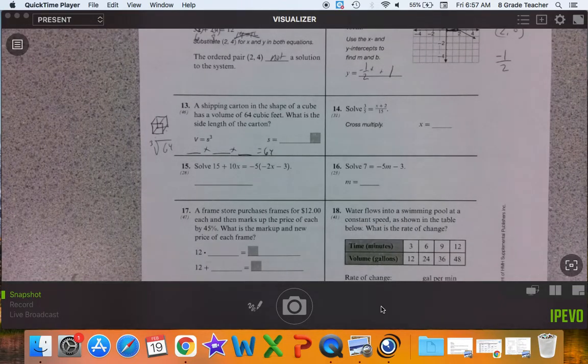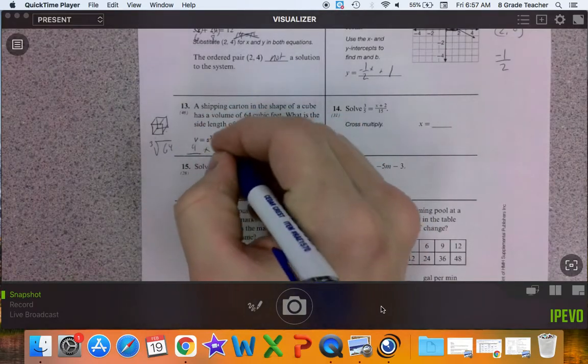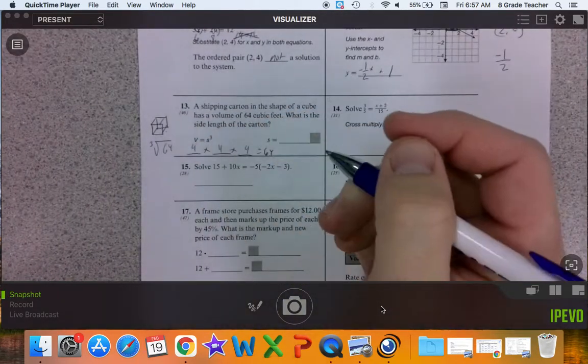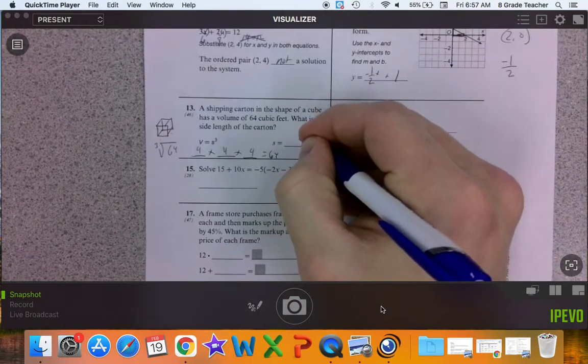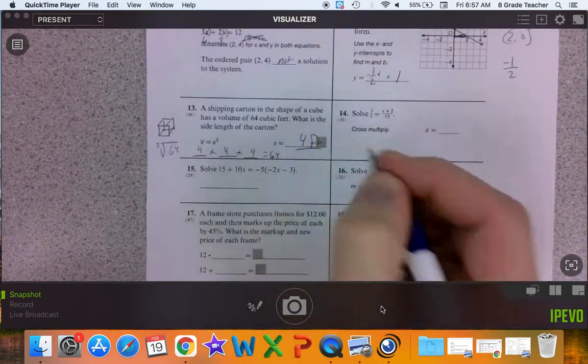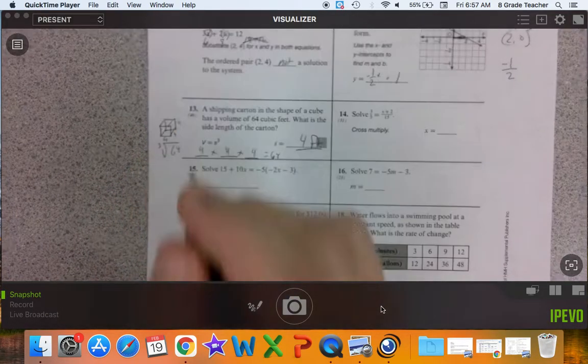3 times 3 is 9 times 3 is 27. 4 times 4 is 16 times 4 is 64. If I use some of those basic math facts, put those together, I can come to that understanding. The better I get at that, the more easily I'll be able to identify some of those things with my number sense. So that is 4 feet. This would be 4 times 4 times 4.